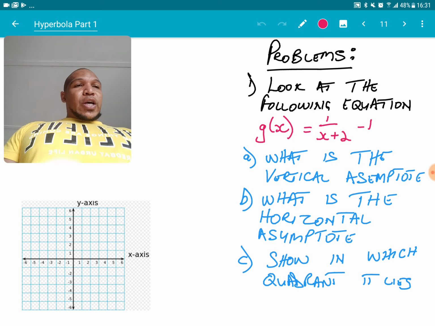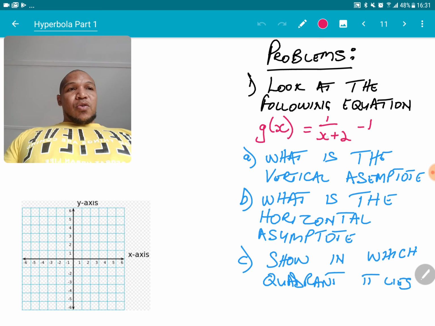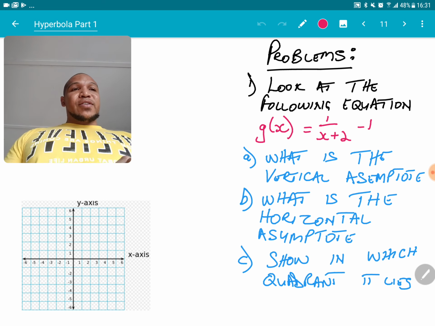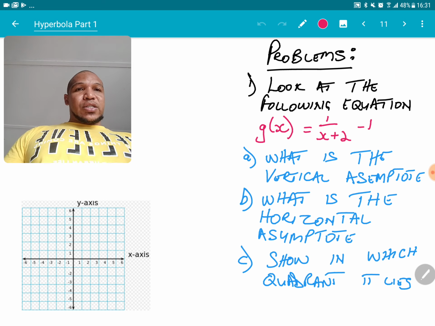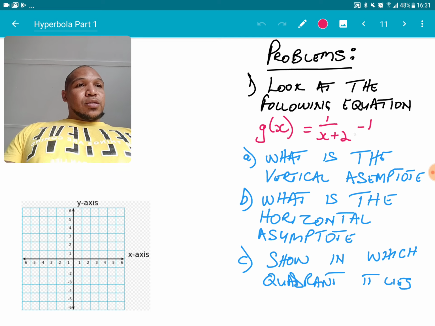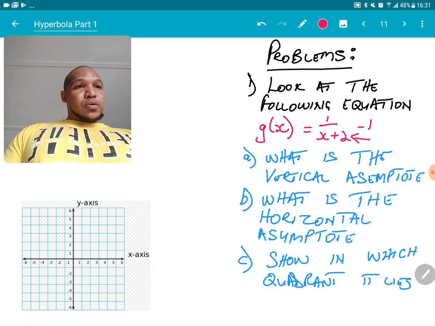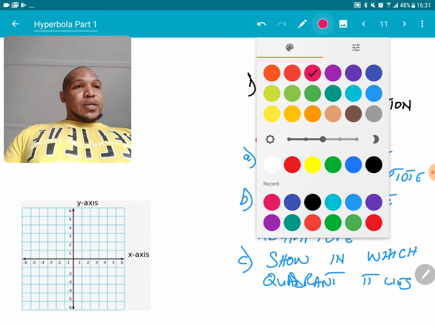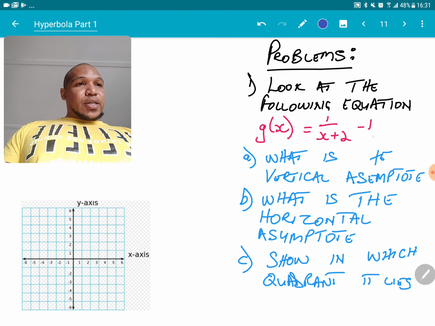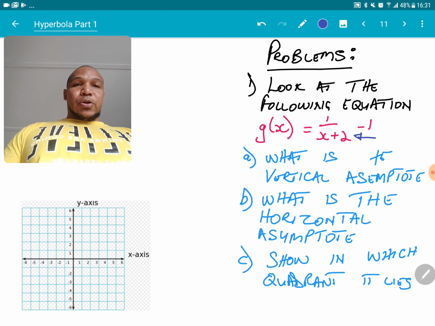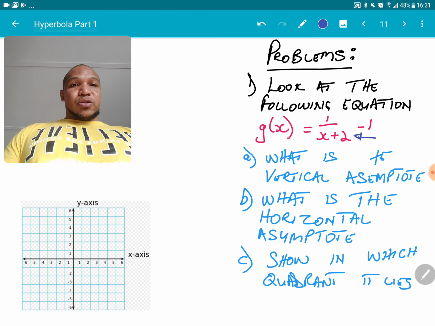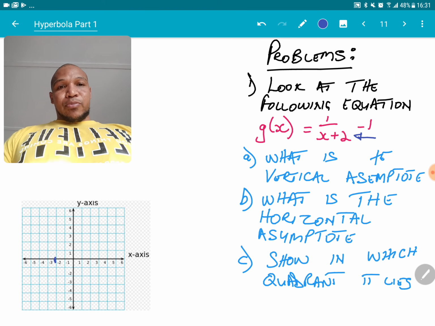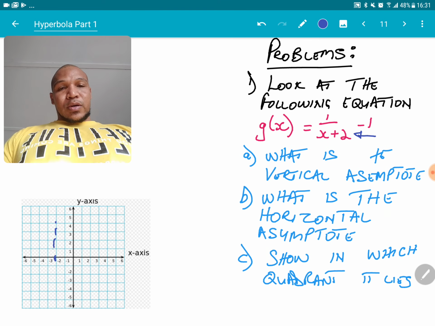Final problem. Look at the following equation: 1 over x plus 2, negative 1. What is the vertical asymptote? So from that, let's answer the question quickly. Vertical asymptote, vertical. Oh, let me give it a different color. Vertical, we look at P, and P is positive there, so it will be negative. I'll put my point there, and I put my asymptote there.